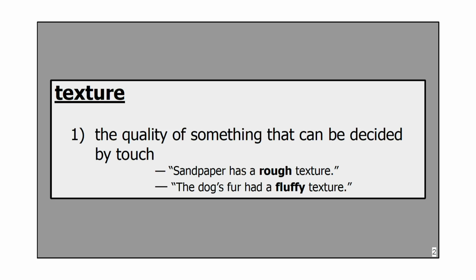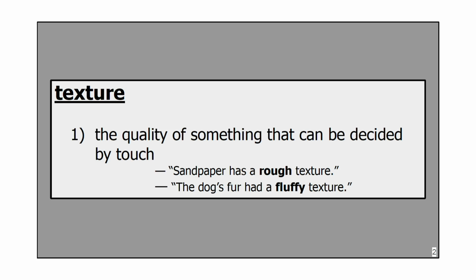The most common definition of texture is this. Texture is the quality of something that can be decided by touch. The key word is quality. When we describe the texture of something, we are describing the quality of that thing received through touch.